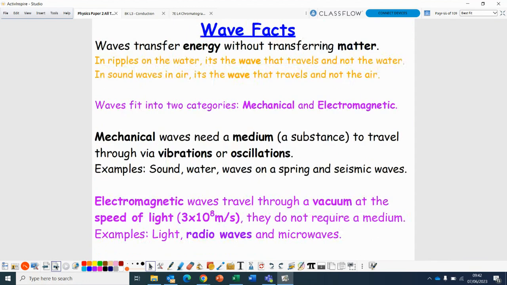Do you remember that waves all transfer energy and not matter? So, for example, in water, it's the wave that travels and not the water. They can be categorized into mechanical and electromagnetic. Mechanical need a medium, a substance, to travel. Electromagnetic does not. Electromagnetic, remember, all travel at the speed of light in a vacuum.